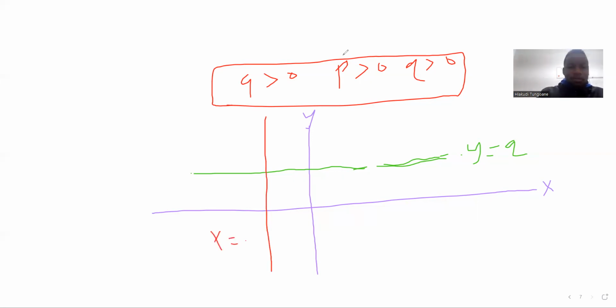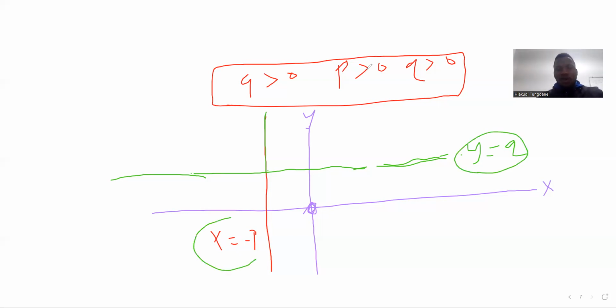X equals minus p. Okay. So remember, this is your way of, when we talk about the quadrants, this is what we're talking about: this 1, 2, 3, 4. We're not talking about the quadrants that are formed by the y-axis and x-axis. We're talking about the quadrants that are formed by what? By the lines y equals q and x equals minus p.